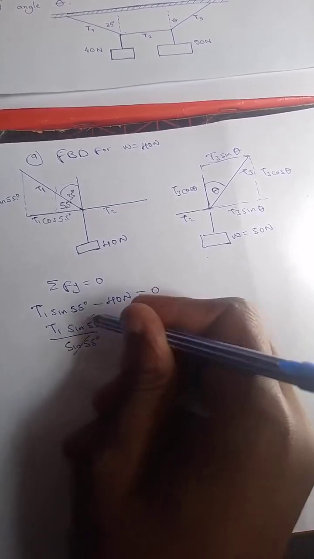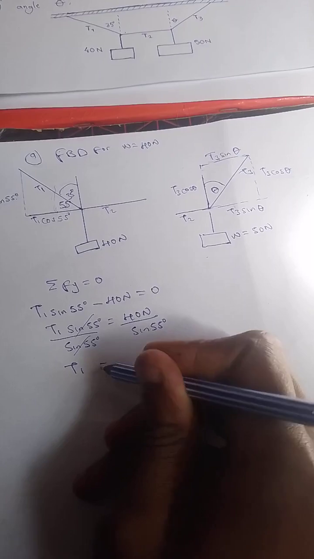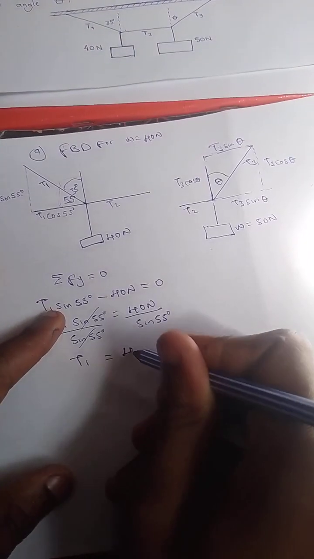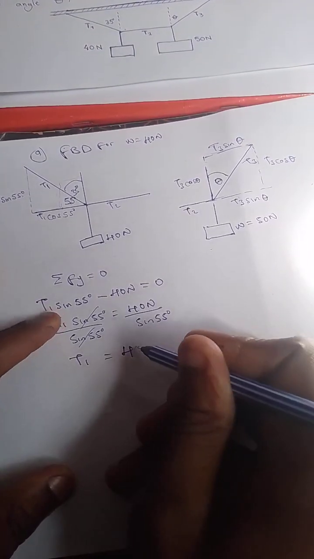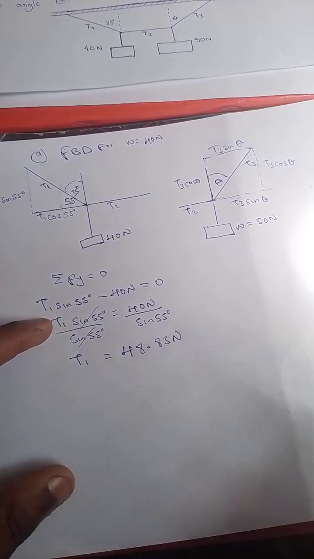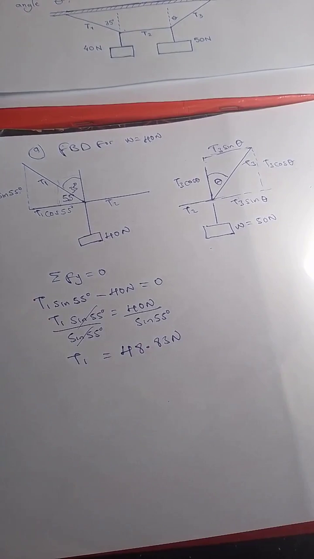Then our T1 should be equal to 40 divided by the sine of 55 degrees. So what we are going to have is that our T1 should be equal to 48.83 newtons. It's a force, so it's in newtons. So we have managed to find T1.